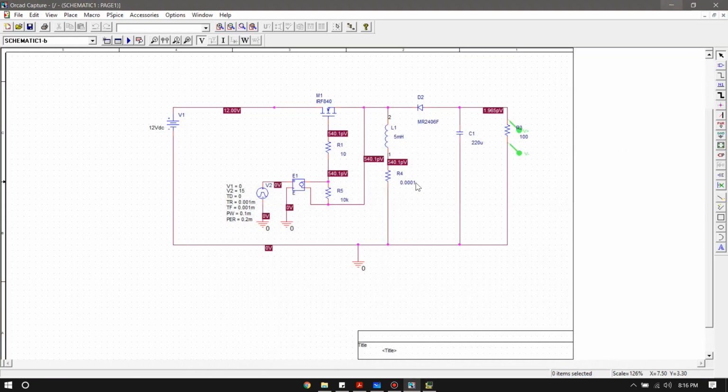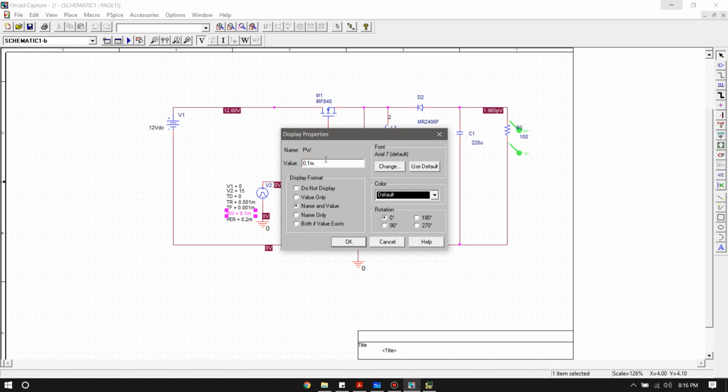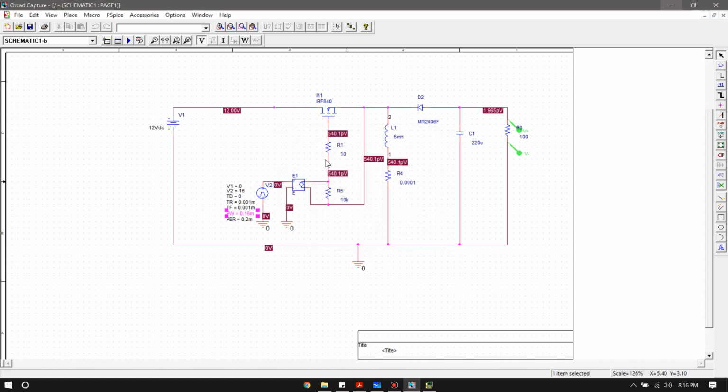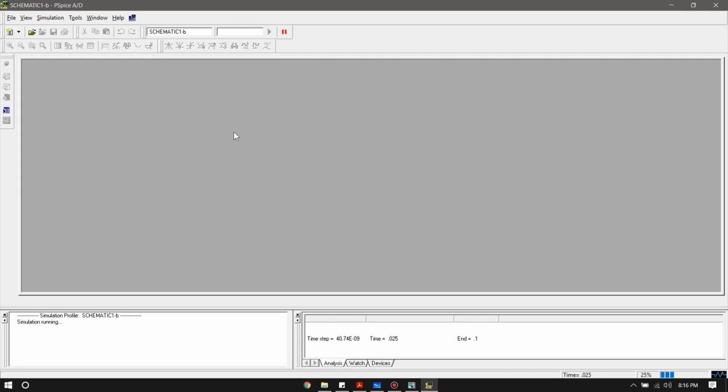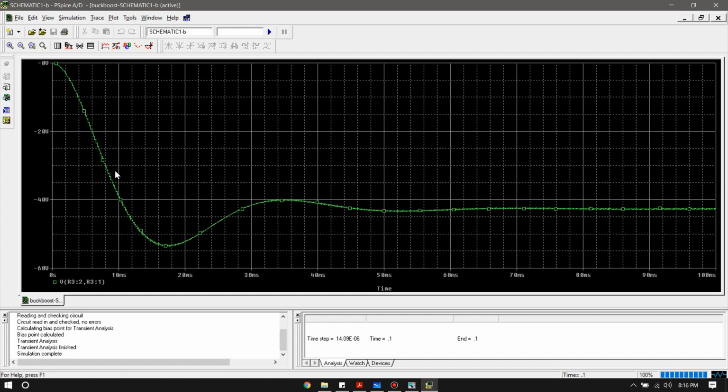Okay, and if we increase the duty cycle to 80% duty cycle, so if we put 0.16 millisecond for the pulse width, we will get an output voltage of, I think, around 48 volts. Okay, so let's run that. And yeah, around 48 volts we're getting at the output, right? So now it's operating as a boost converter because the duty cycle is greater than 50%.